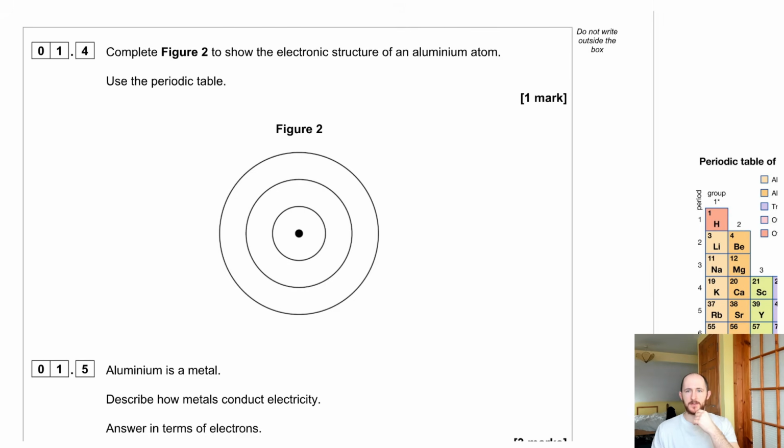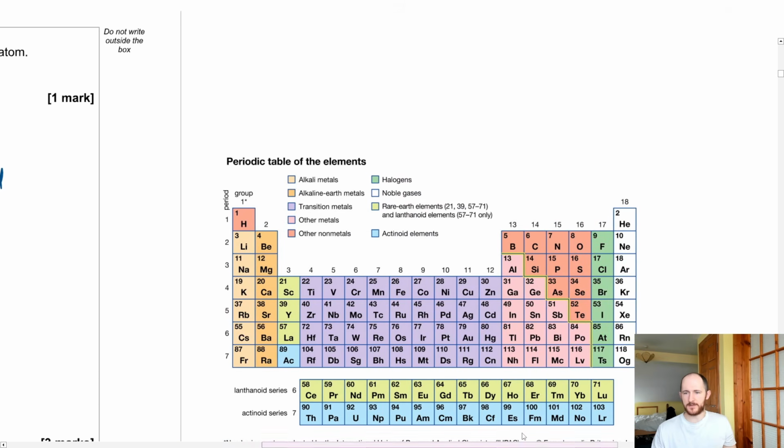So for part 4, we have to draw the electronic structure of an aluminium atom. This is a question I can practically guarantee will come up this year. They will ask you to draw a structure of any kind of atom, and it does say use the periodic table. So what I've done is I've copied one over. This isn't the exact same one as the one you get in the formula booklet, but it is basically the same thing. So what do you want to look at when you're drawing an atom? A good thing to look at is the group that the atom is in and something called the period that it's in. So the group is simply how far left and right it is.